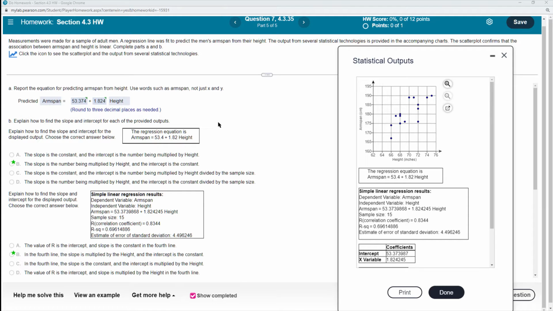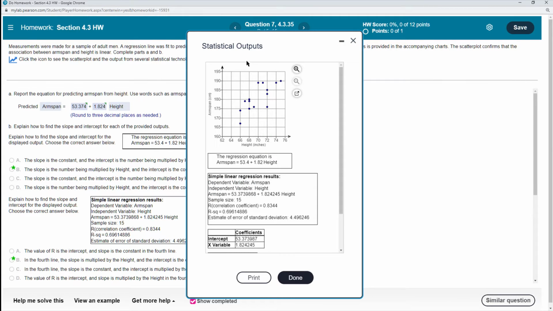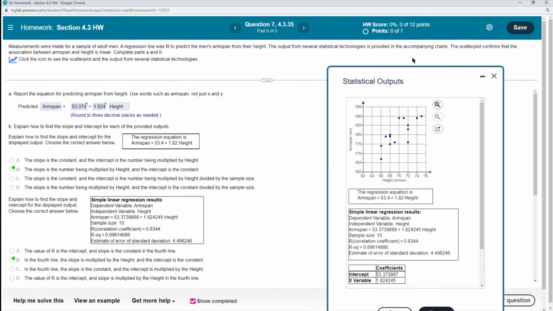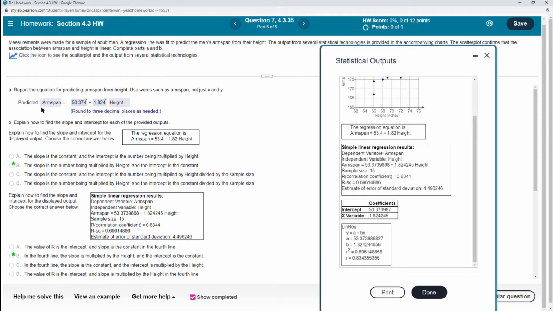Report. So we have our data here. How do we get this chart? Well, you can click on it here and it gives it to us. Report the predicted equation for predicting the arm span from the height. Use words such as arm span, not just X and Y.